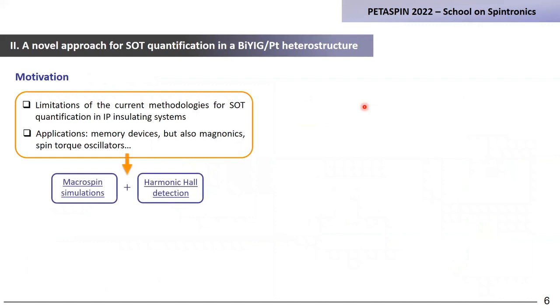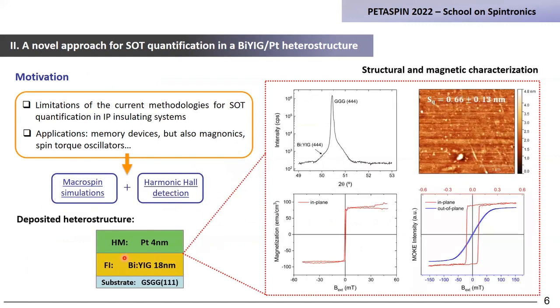In this context, we propose a novel methodology, which is based on theta angle scans, and that will combine harmonic Hall detection jointly with macrospin simulation. This methodology will be tested on a BGG layer, 18 nanometers thick, that has been deposited onto a substituted GGG substrate, and then has been covered with 4 nanometers of platinum. An AFM analysis of the sample reveals a root mean square roughness below 1 nanometer, but also through SQUID magnetometry and MOKE measurements, we have corroborated that our sample presents in-plane magnetization.